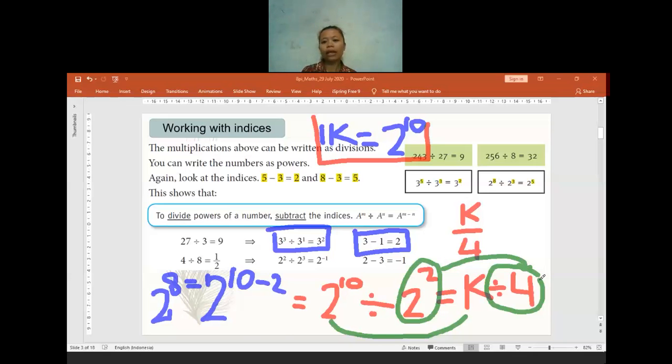Yes, you can write it as k by 4. If you want to keep it as k divided by 4, that's also fine, as long as there is the letter k in it, because the question is to change the 2 to the power of 8 into the k form. So you can pick either one. You can make it as k per 4 or k divided by 4. Both of them are okay because both of them have the letter k.